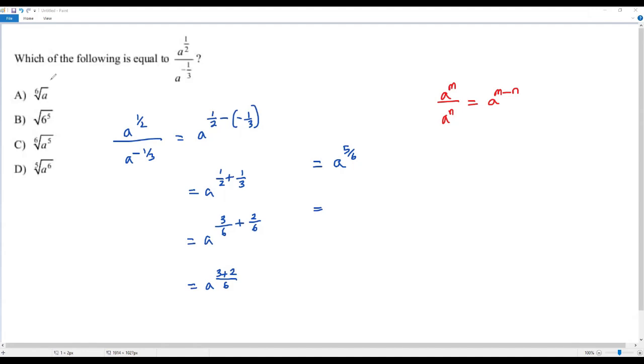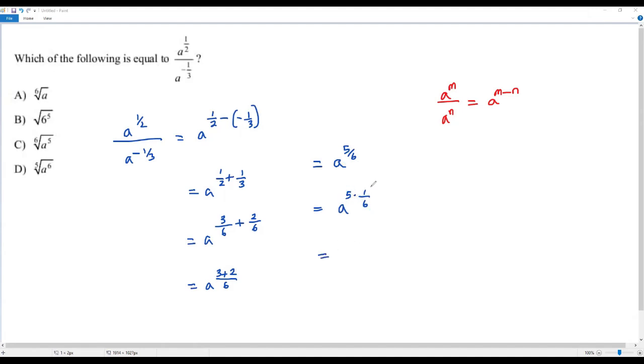When I consider the answer choices, in each answer choice we have a radical. If I want to write this in terms of a radical, I must have a fractional exponent with numerator 1. Here we have a fractional exponent, but the numerator is not 1, it's 5. So we have to get a fraction with numerator 1. How do we do that? For that we can write this exponent 5 over 6 as 5 times 1 over 6. When I multiply 5 and 1 over 6, that is equal to 5 over 6, because we multiply 5 and the numerator 1, and then we get 5 over 6.